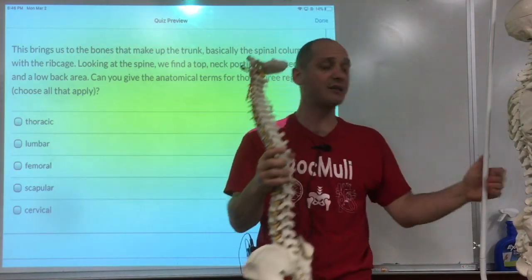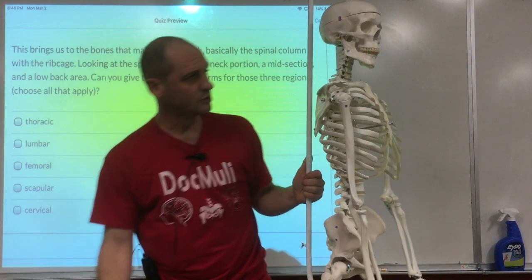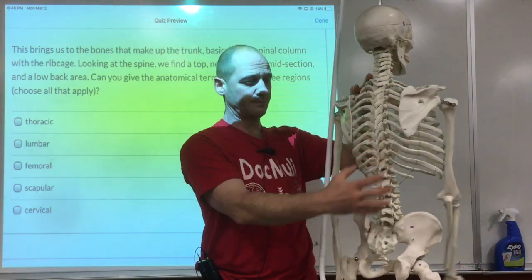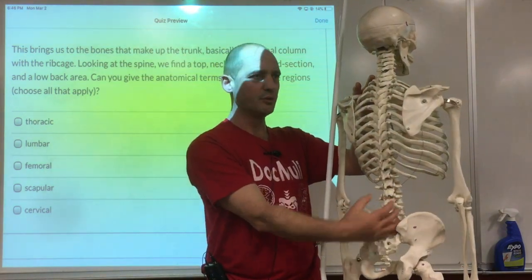Thoracic is where the ribs attach. Cervical is the neck, thoracic is where the ribs attach, and lumbar is below the ribs to the hip.